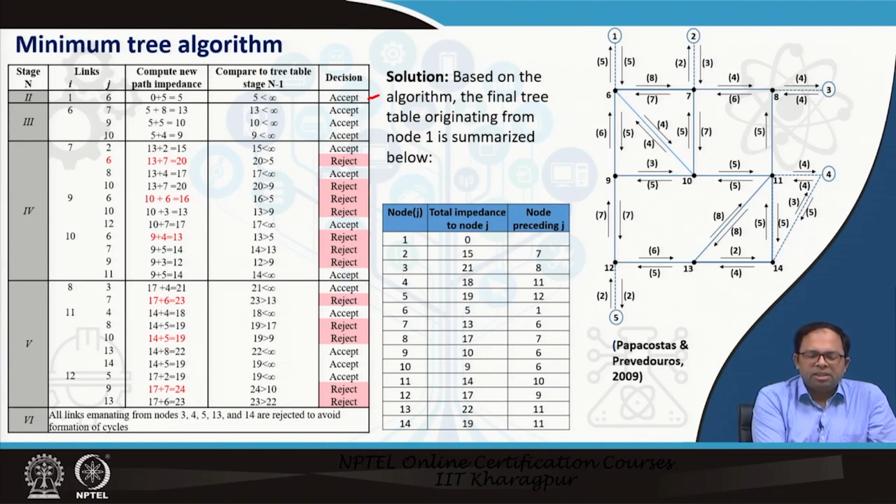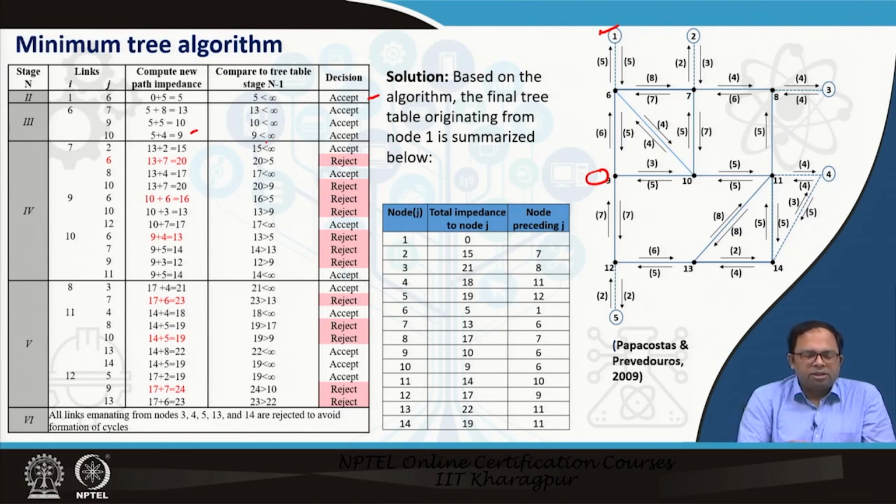So that is what we have listed. Now we compute the final total impedance till this particular point from the starting point. So it would be 5 plus 8 for 7, which is 13, which is less than infinity, we accept. Then 5 plus 5, which is again 10, which is less than infinity, we accept. Then for link 10, that means from 1 to 10, the total impedance is 9. So we accept it because it is less than infinity, and so on.